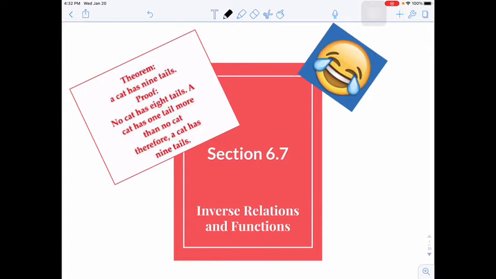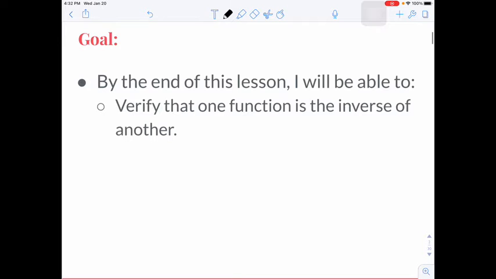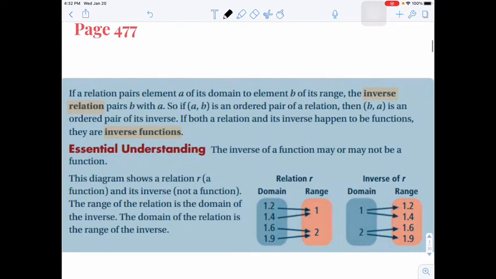Section 6.7 is inverse relations and functions. Our goal is to verify that one function is the inverse of another. On page 477, we have: if a relation pairs element A of its domain to element B of its range, the inverse relation pairs B with A. So if (A, B) is an ordered pair of a relation, then (B, A) is an ordered pair of its inverse.